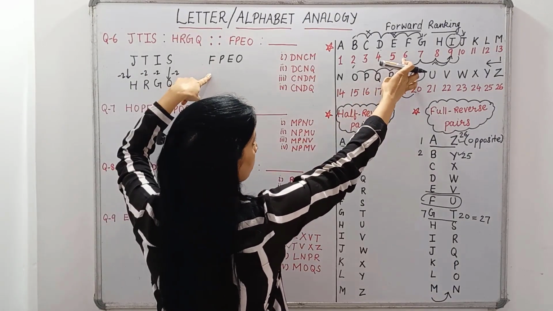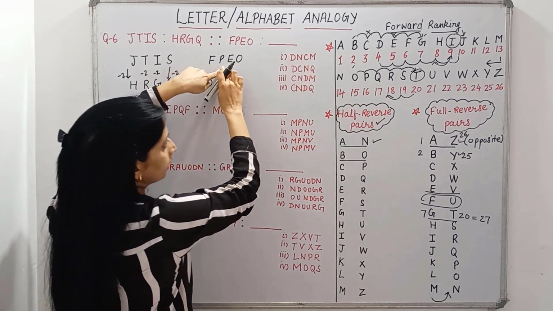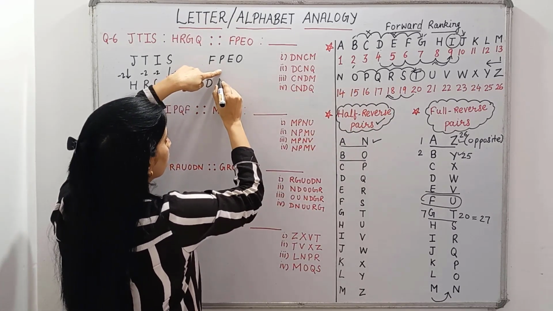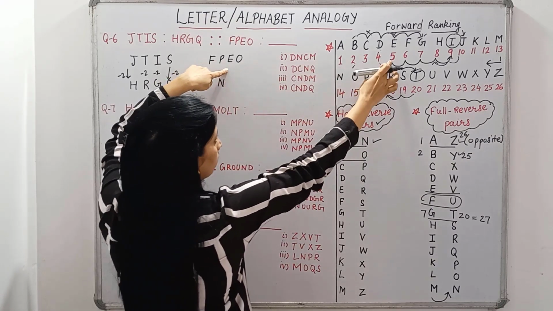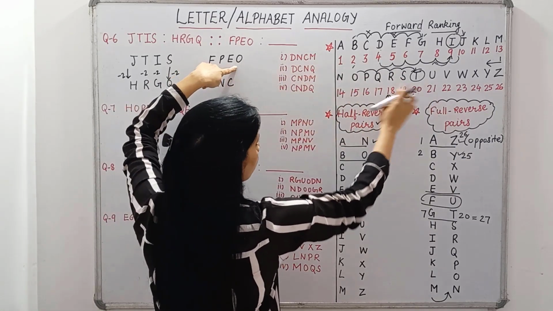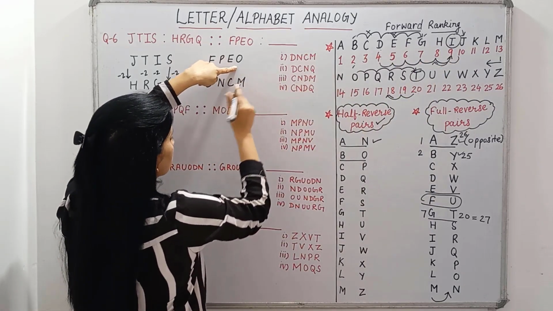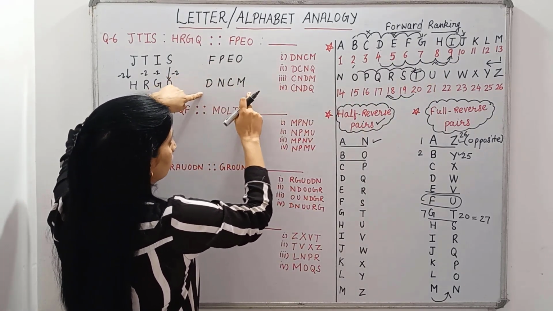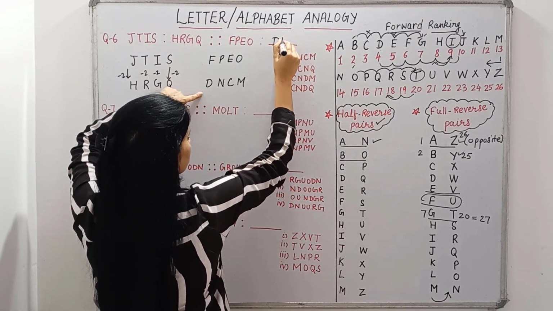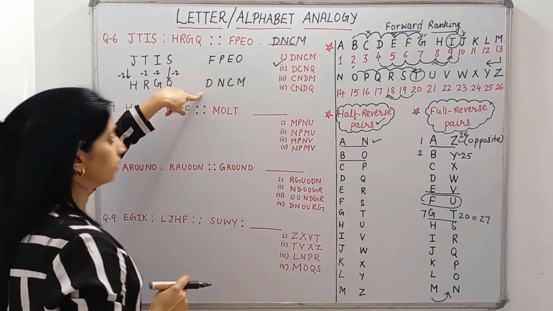So this is F. By moving backward, we will get D. This is P. By moving backward, we will get N. Now from E, we will get 1, 2, C. And from O, we will get N and M. This means our answer will be D, N, C, M. Look at the options. It is our first option. Write the answer here also. D, N, C, M. Okay.